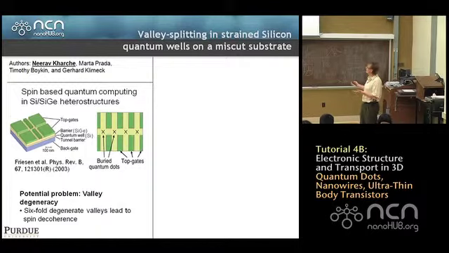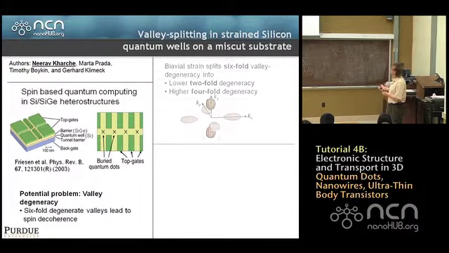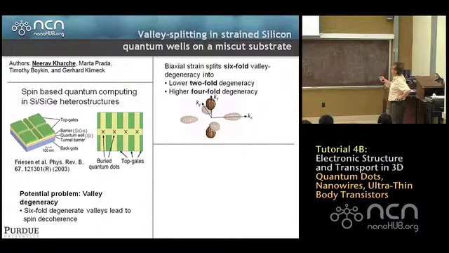And why would you do that in silicon? Well, silicon is the material of choice in the sense that, one, there's industrial experience with it. And two, you can get a particular isotope that has no nuclear spin. And if there's no nuclear spin, the electrons will not couple to the nuclear spin and decohere via the nuclear spin interaction.